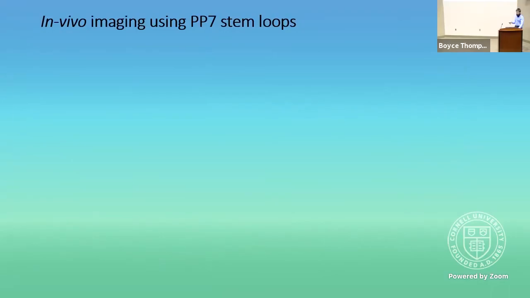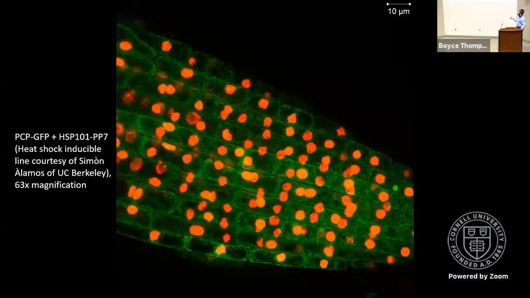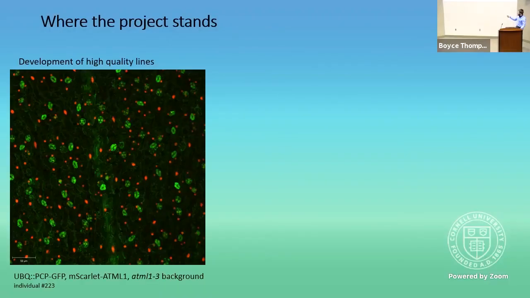Yeah, ATML1 is localized in the nucleus. ATML1 is a nuclear protein. That's actually not ATML1 at all. Let me go farther. There we go. ATML1 is a nuclear protein, so you'll see red fluorescence, ATML1 mScarlet, in the nucleus only, and PSEP GFP is expressed everywhere in the plant. The idea being that if it's expressed everywhere, then whenever ATML1 mScarlet is transcribed, PCP GFP will be recruited to the site of transcription.